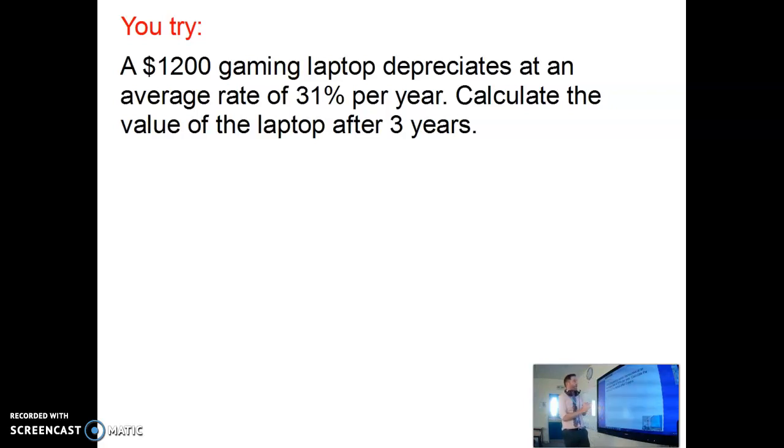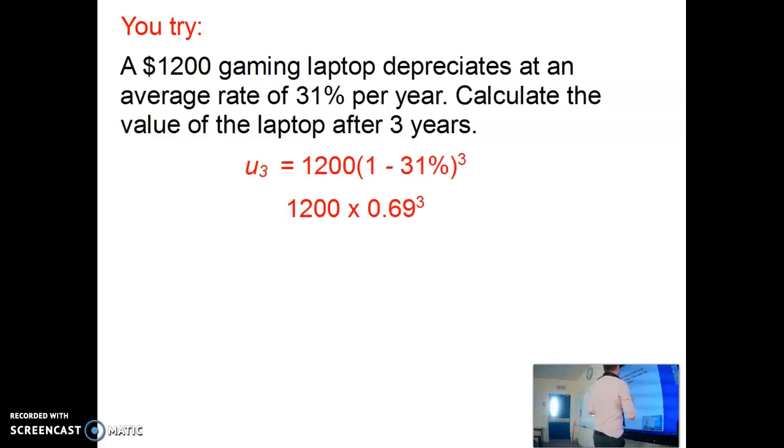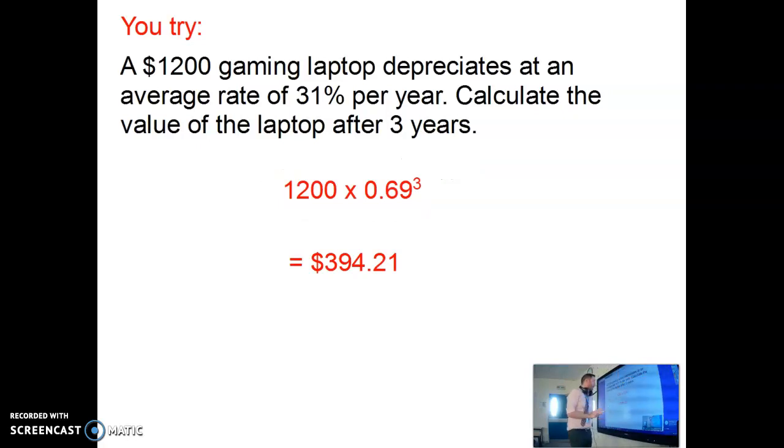Okay, hopefully you've had a go at that. And here is your answer. I think we can go straight to it. We substitute the values in there. So after 3 years, the initial value was 1,200, times 1 minus the rate, to the power of 3. And the answer, there we go, $394.21. That is depreciation. Thanks.